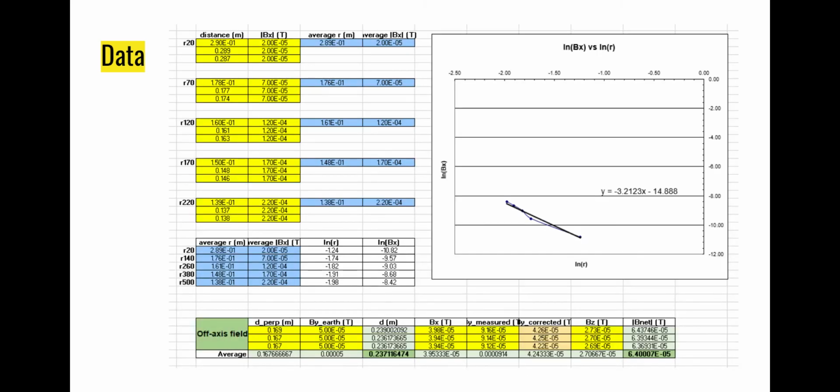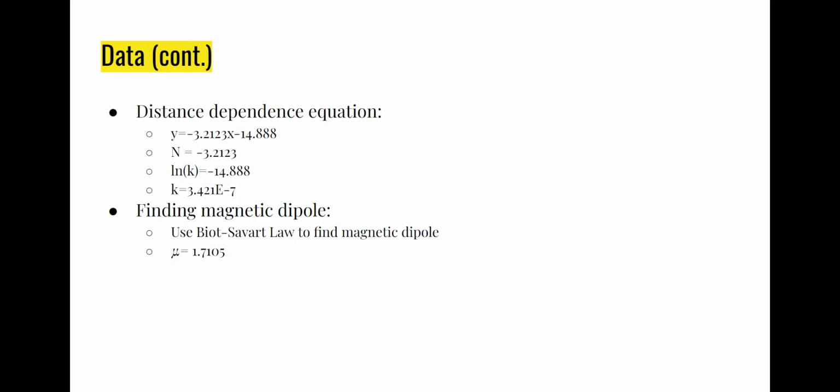Here is the overall data collected from the lab, from the Excel sheet. Basically, that summarized was that the distance dependence equation was y equals negative 3.2123x minus 14.888, with n equaling that negative 3.2123. And the natural log of k was the negative 14.888. Therefore, k equals 3.421 e to the negative 7.